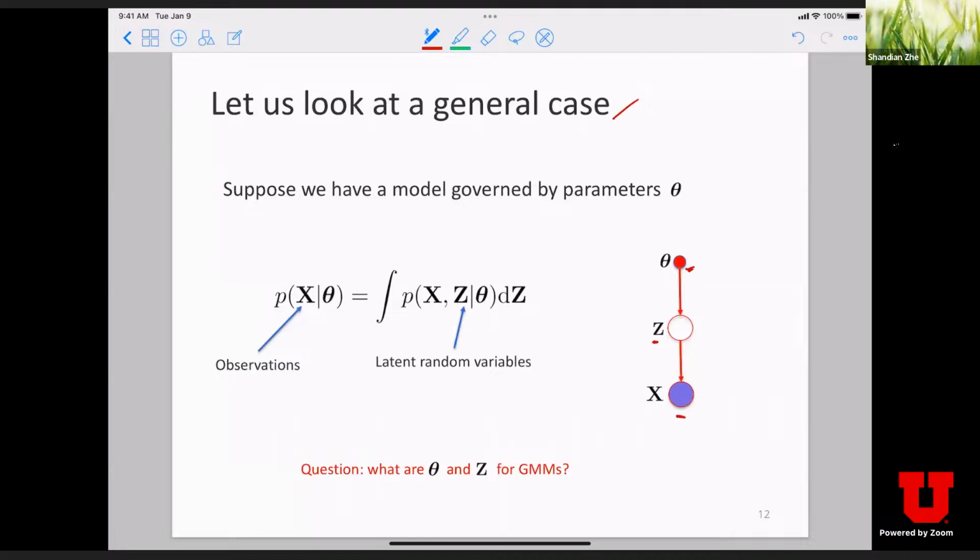Then given the latent random variable z, we sample the observation x. So we're interested in getting a point estimation of this parameter theta, and also a posterior distribution estimate of this latent random variable z given x. That's our goal. In the Gaussian mixture model, theta corresponds to the pi vector, the prior probability vector, and the cluster-specific mean and covariance. And the z in the Gaussian mixture model corresponds to the cluster memberships. Any questions so far?